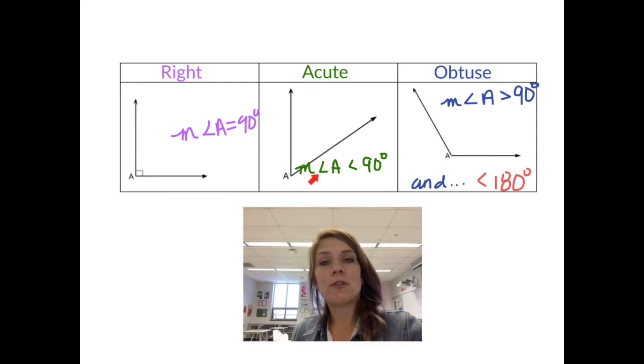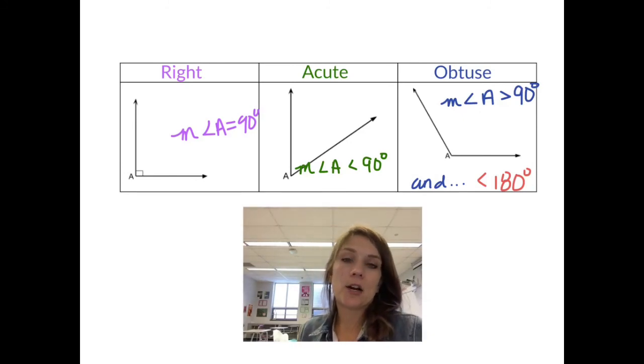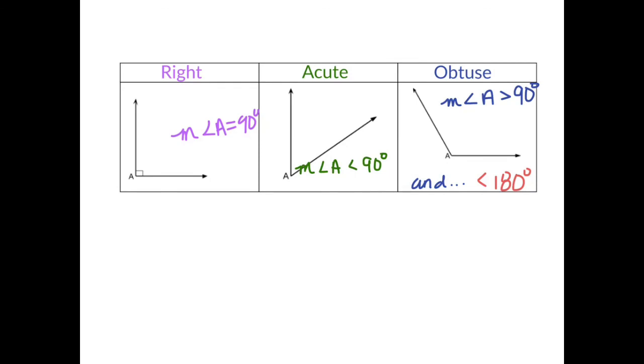If the measure of the angle is less than 90 degrees, then we call it acute. And if it is greater than 90 but less than 180 degrees, we call it obtuse. Just keep in mind that we will always be measuring the angle that is less than 180 degrees. So all of your angles will fit into one of these 3 categories: it will either equal 90, be less than 90, or be between 90 and 180 degrees.